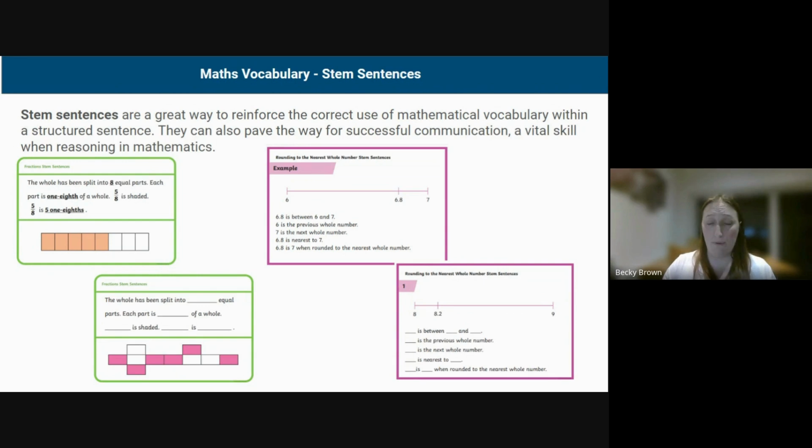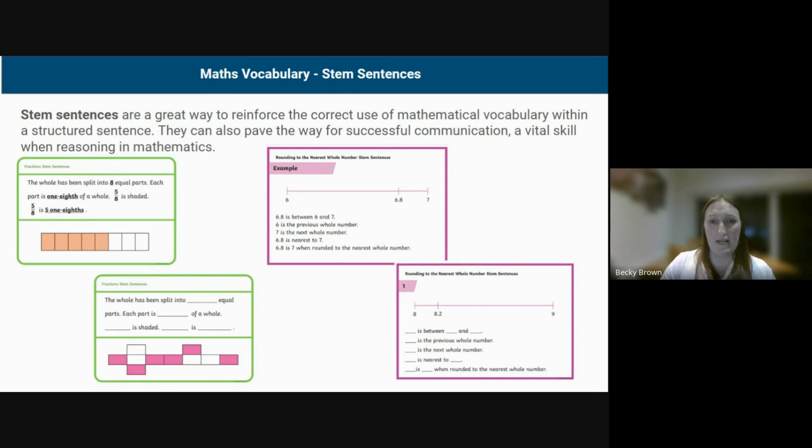They need an example, either by you giving the example, or on that one you can see it says: the whole has been split into 8 equal parts. Each part is 1/8 of a whole. 5/8 is shaded. 5/8 is 5 lots of 1/8. And then they have a different image or representation or calculation, and they have the exact same sentence just with the gaps, and they then need to fill in the gaps with the correct numbers or words. The idea being that they don't have to struggle around to find all of the words, but their understanding of the maths is there if they can fill in those gaps. Rounding is another one.